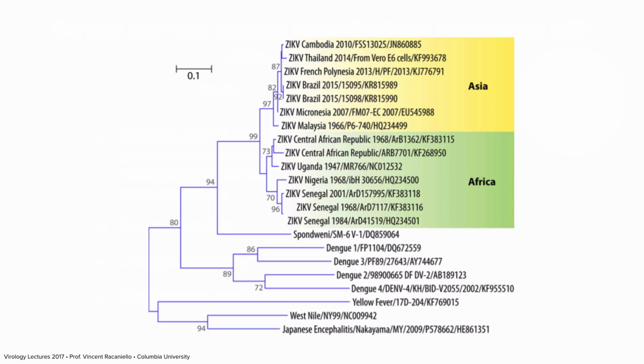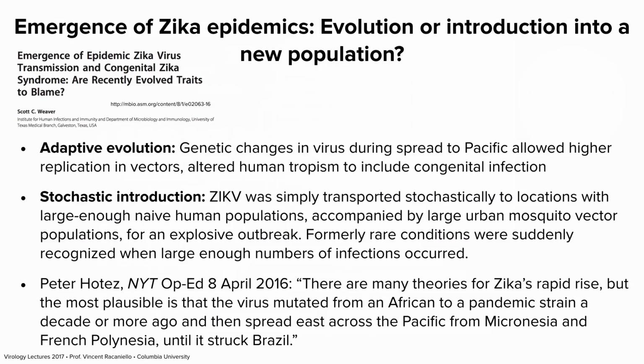Well, if you look at the sequences of African and Asian isolates of Zika virus, you can see they can be grouped into two parts of this phylogenetic tree. So they are distinct. So as the virus has moved through different populations, it has changed. But has that been responsible for this change in disease? So is it evolution or introduction into a new population? So there's a very nice paper published recently in mBio, "Emergence of Zika, Transmission and Congenital Zika Syndrome: Are Recently Evolved Traits to Blame?" And they have two theories.